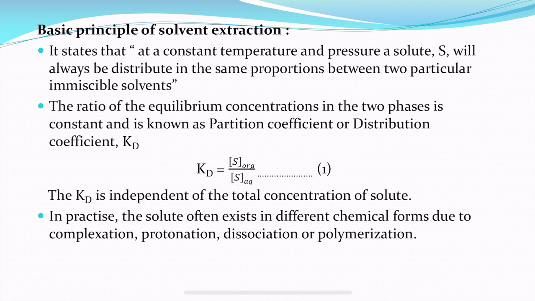The three most common types of extraction are liquid-liquid extraction, liquid-solid extraction, and the third one is acid-base solvent extraction, which is also known as chemically active extraction. We call it chemically active extraction. This is what I was explaining in my previous class.